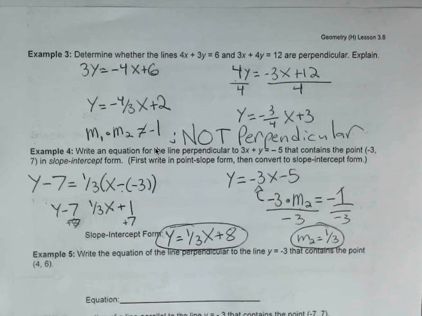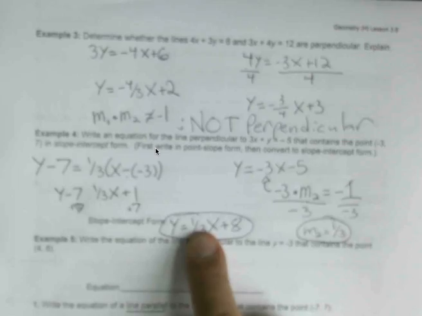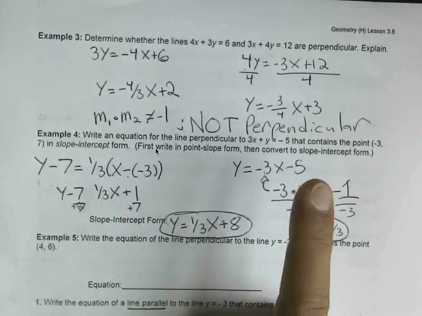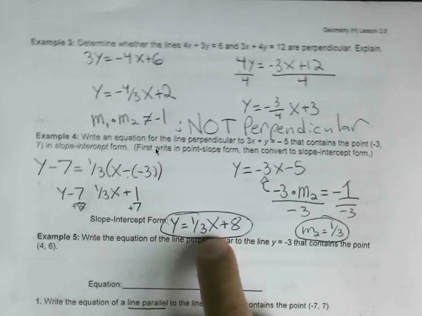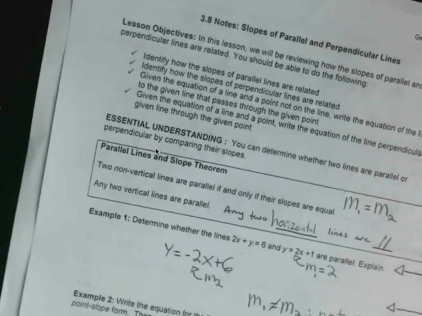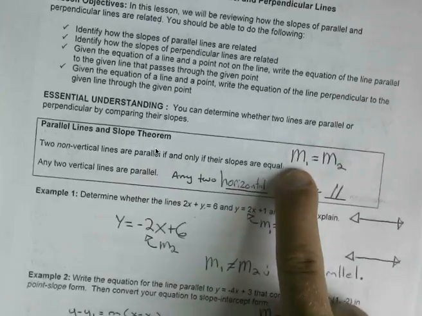If we were not sure these would work, we could always fall back on the idea that the slopes have to multiply to negative 1 to be perpendicular, but do not get this confused with parallel lines, in which case the slopes have to be equal.